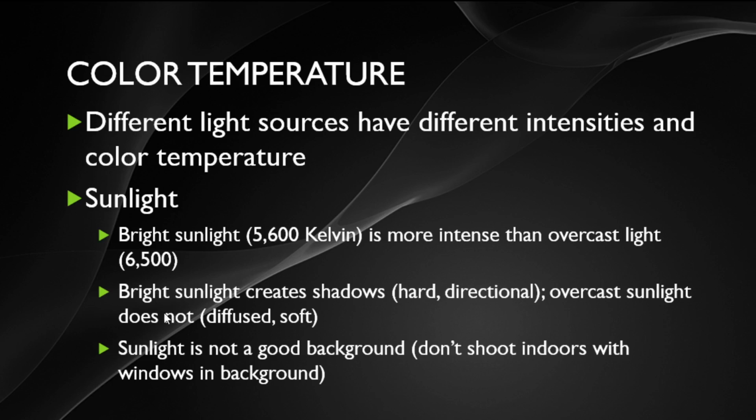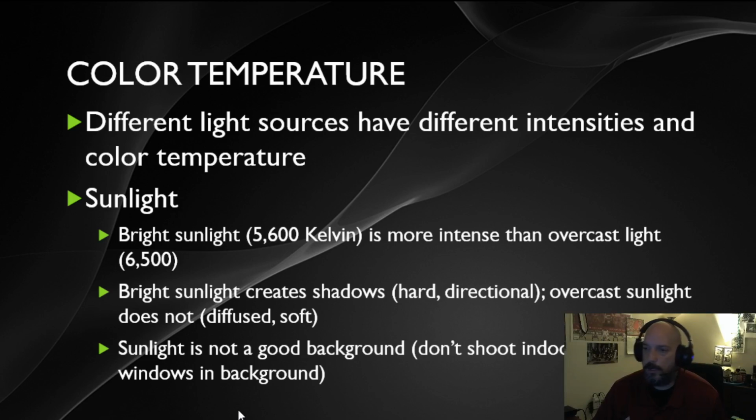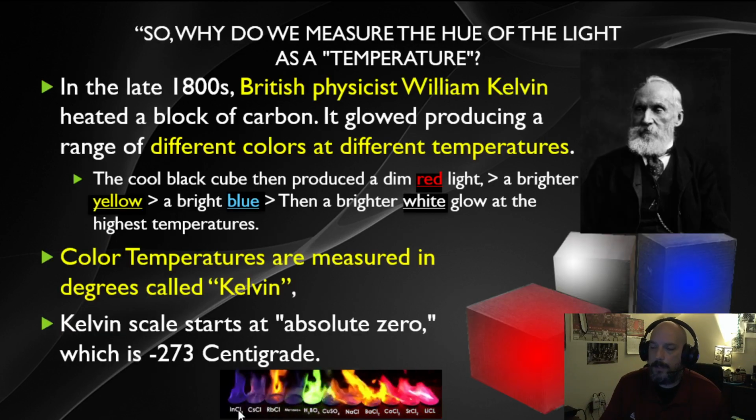Now, bright sunlight can create a hard directional shadow, while overcast can create a softer shadow. Sunlight is also not a good background. This is one of the big reasons why we tell you not to shoot indoors with that as the background, because with sunlight, everything's going to change.